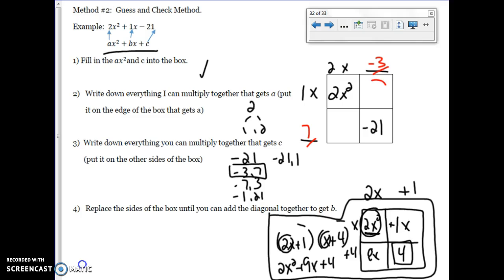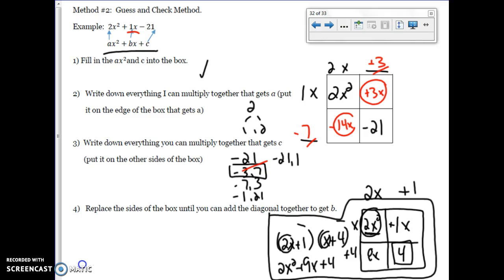So now I want to find out what this term is, because my hope in the next step is to eventually get my b term. Like if I add these two together, I want to get the middle term of plus 1. So let's see. I get negative 3x, and then I get 14x. If I add 14 and negative 3, do I get 1? No. So that's not going to work. Even if I were to switch and make that negative and make that positive, I would get negative 14x and positive. So that doesn't work. So I can cross it out.